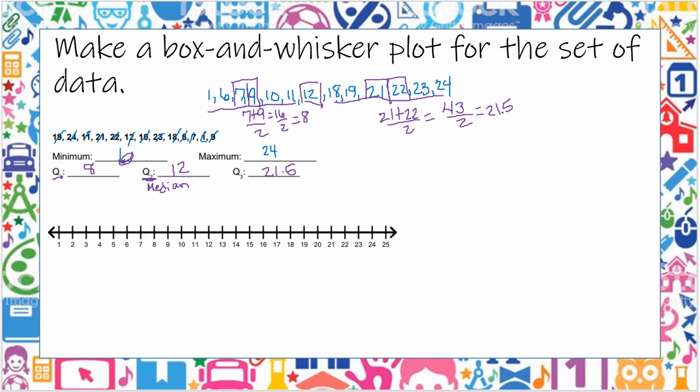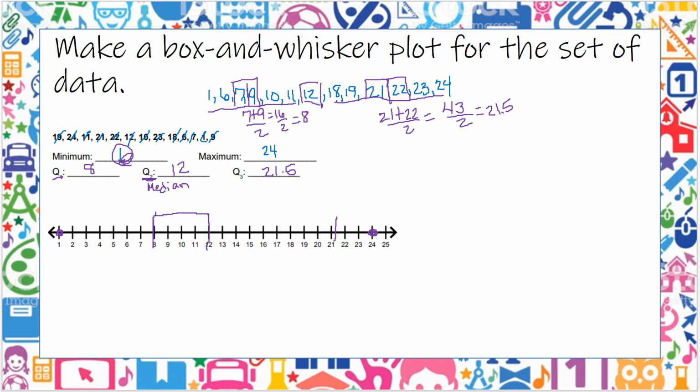I'm going to put a dot at 1 for this minimum. I'm going to put a dot at 24 for the maximum. Okay, now I'm going to put a line up and down on 12 for the median, a line up and down on 8, and a line up and down on 21 and a half.